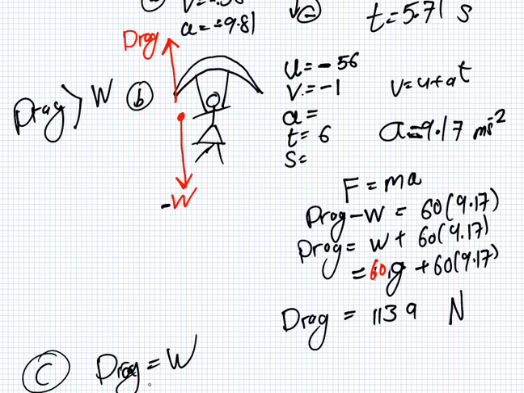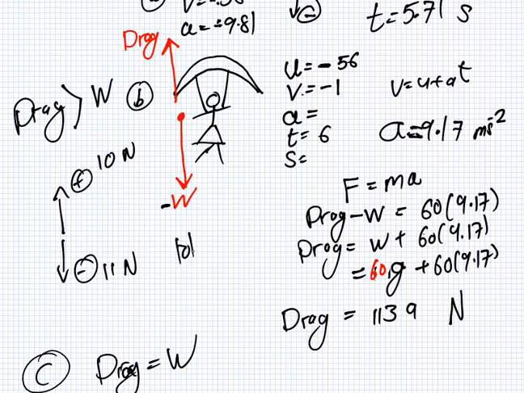Which do you think is bigger, drag or weight? Drag. If drag is bigger, it will go up. Exactly. That's the answer for part C. Will this stay the same? The answer is no. The drag is bigger than the weight while it's slowing her down.